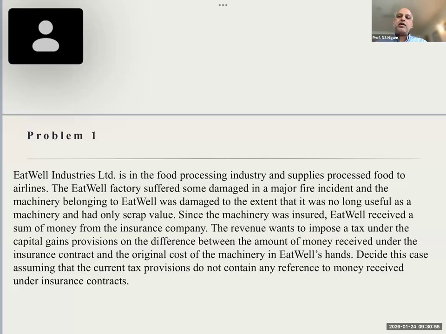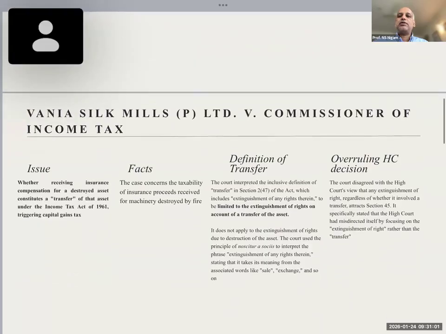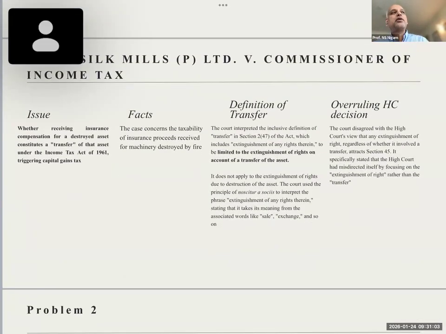And this case, which is the case of Vania Silk Mills, was important for us because it went into what the definition of a transfer is for capital gains purposes. It asked whether receiving insurance compensation for a destroyed asset constitutes a transfer of that asset under the Income Tax Act of 1961, triggering capital gains tax. The facts were that the case concerned the taxability of insurance proceeds received for machinery destroyed by fire, the facts given to you. And the court here interpreted the definition of transfer.